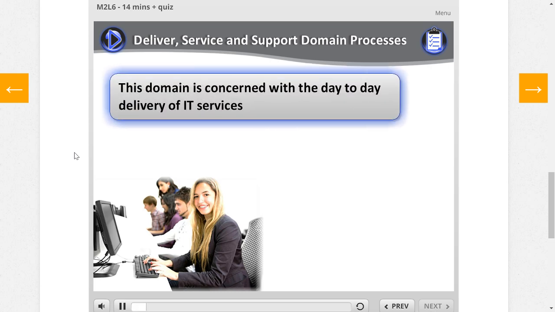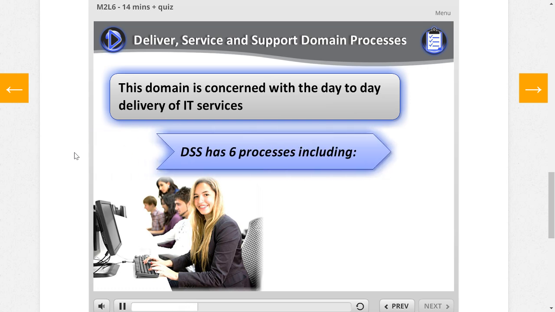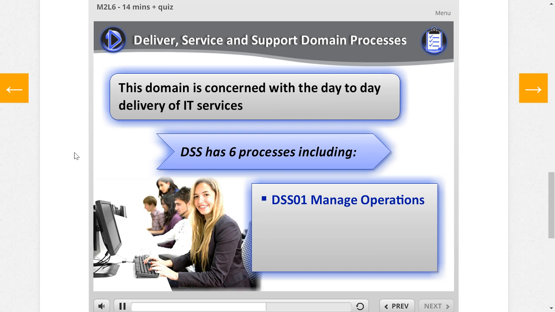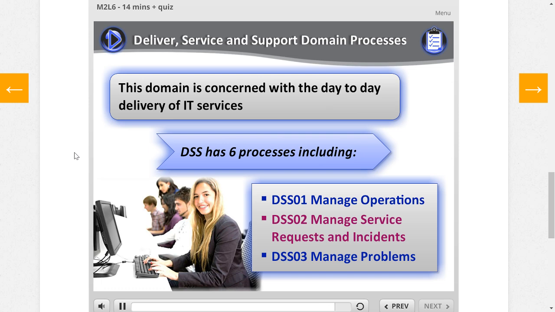The next domain we'll look at is Deliver, Service, and Support, or DSS. This domain has 6 processes that are concerned with the day-to-day delivery of IT services. The processes include DSS-01, Manage Operations; DSS-02, Manage Service Requests and Incidents; and DSS-03, Manage Problems.